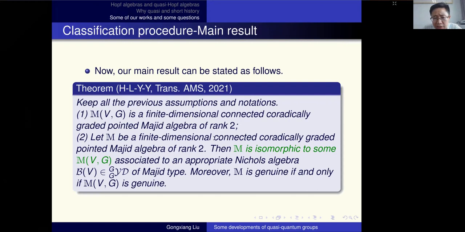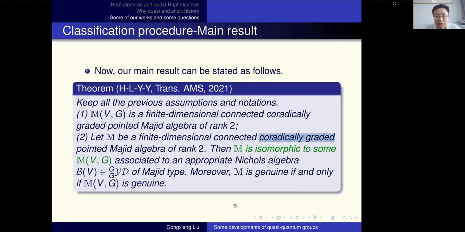For example, connected is not essential. It's a technical point. If you remove it, you can still build a similar result. But the theoretical gradient is essential. Gradient is very essential.